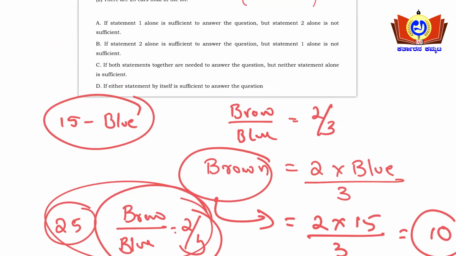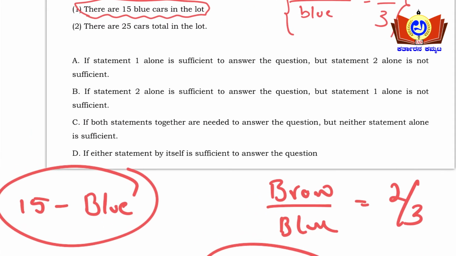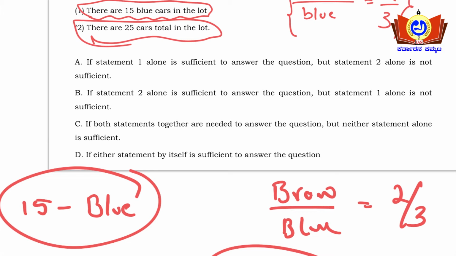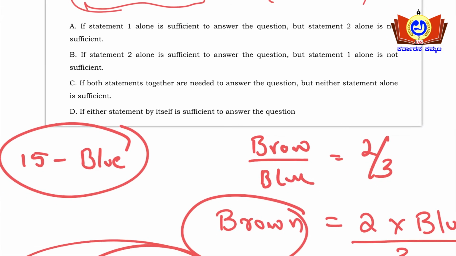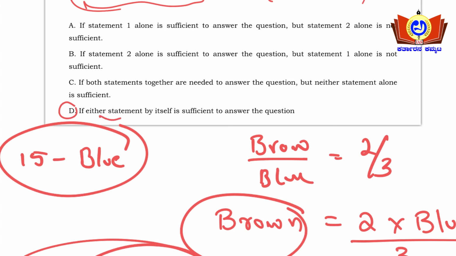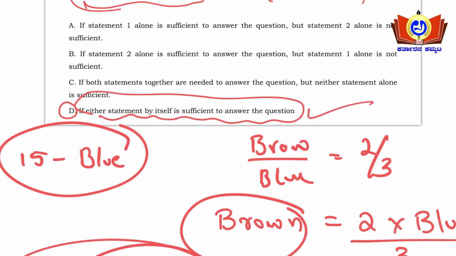Hence statement 1 alone and statement 2 alone are sufficient to answer the question. The question is how many brown cars are there. Hence option D, if either statement by itself is sufficient to answer the question, this will be right, my dear friends. Moving on to the next question.